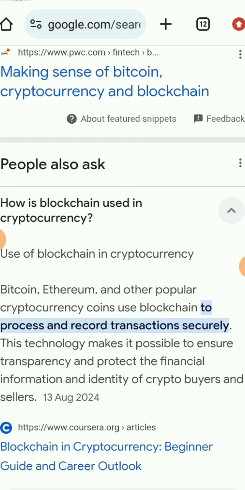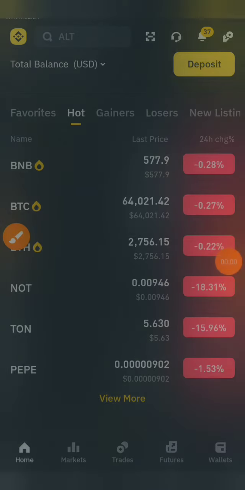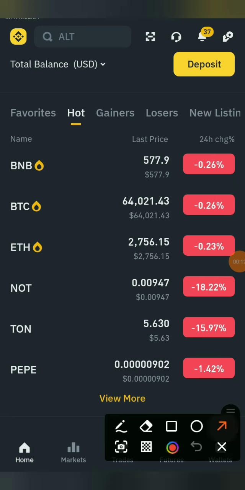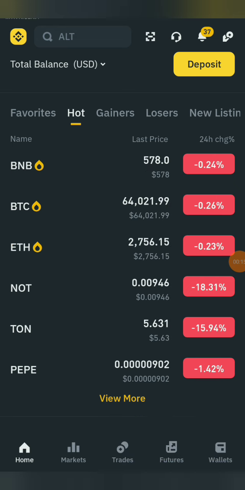Talking about orders, let's head back to Binance. Right here on Binance, in order to see the various orders that can be used while trading spot, all you have to do is locate the trade section over here. Let me show you.